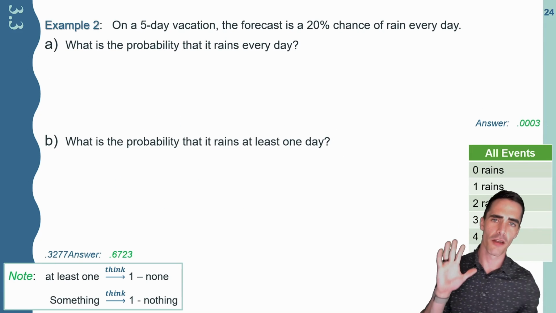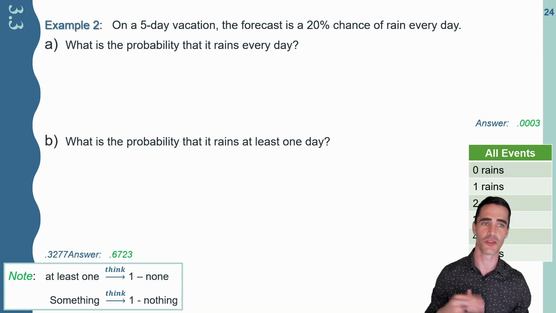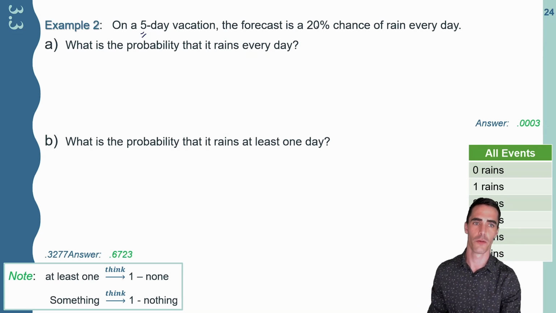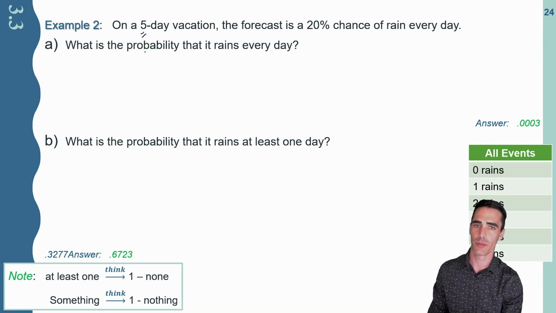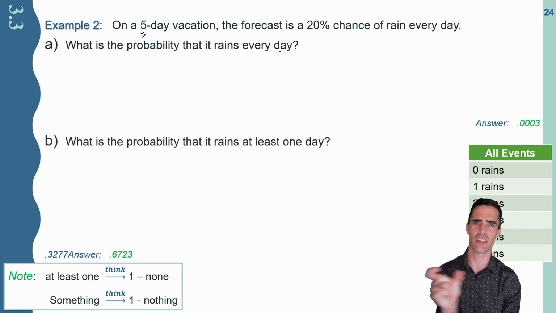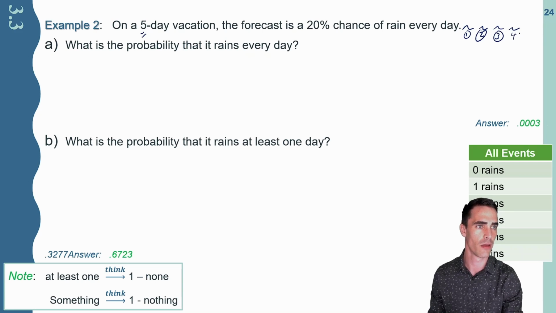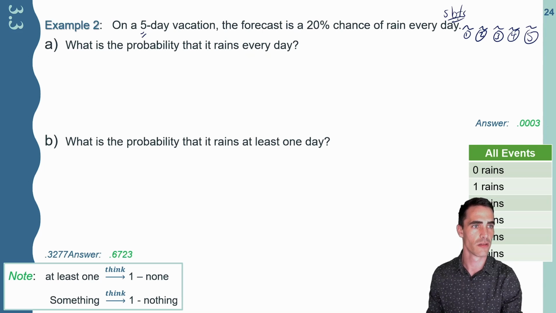Next example, on a 5-day vacation, the forecast is a 20% chance of rain on every single day. So when we hear 5-day vacation, forecast 20% chance of rain on every day, we want to know what is the probability that it rains every day. It's important when we think about this that we understand the experiment that's at play here. It says we're on a 5-day vacation. And so I need to think about this as almost like 5 slots to be filled. That's my first day, second day, third day, fourth day, and fifth day, where these are slots to be filled.